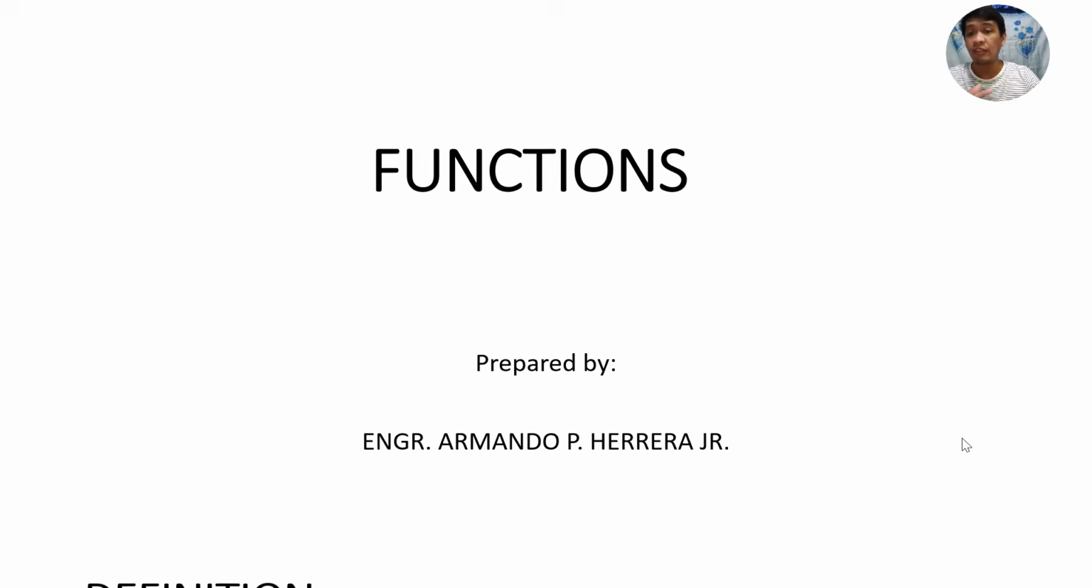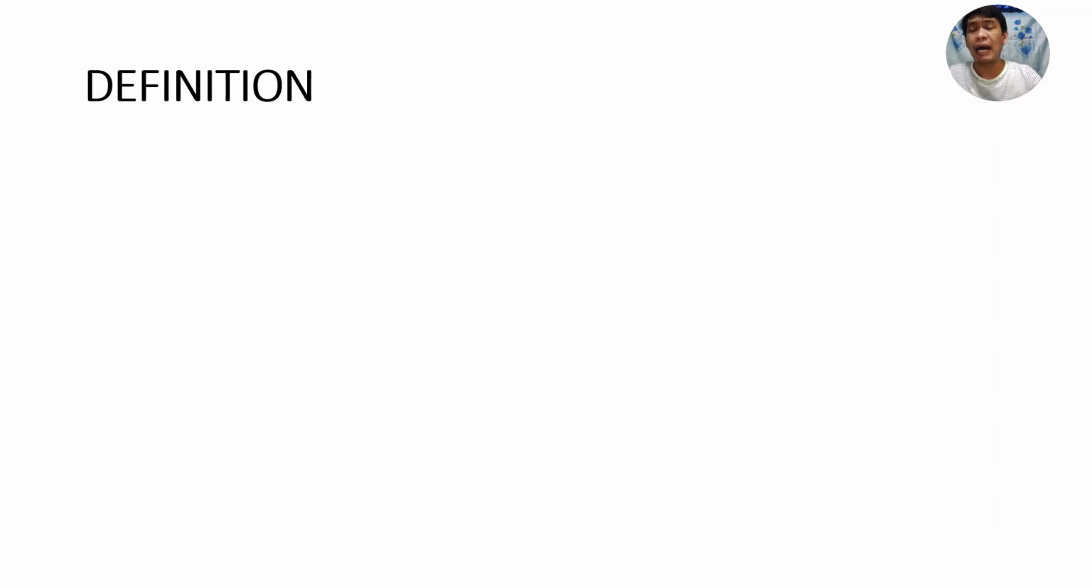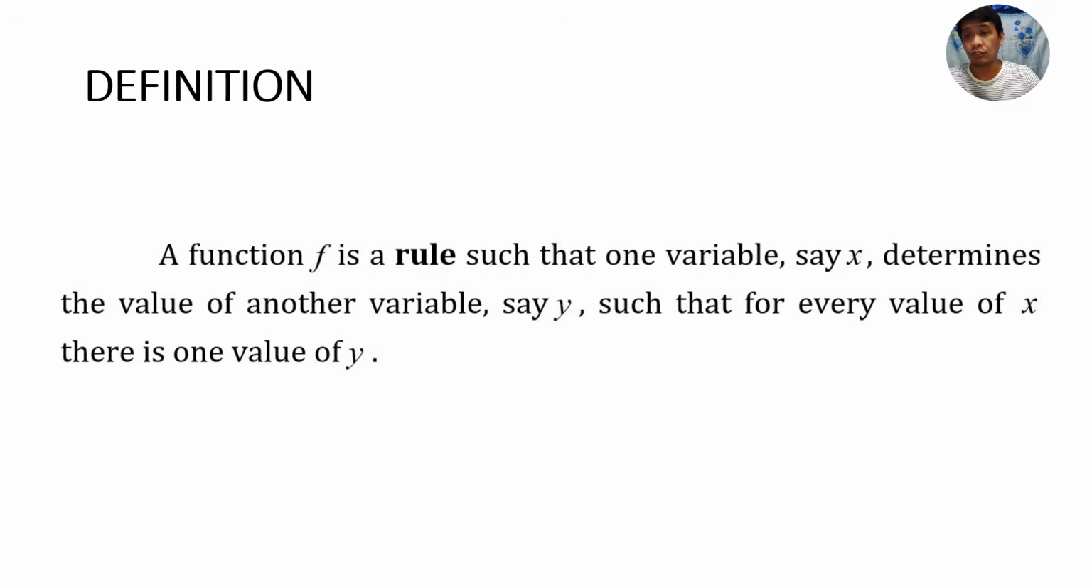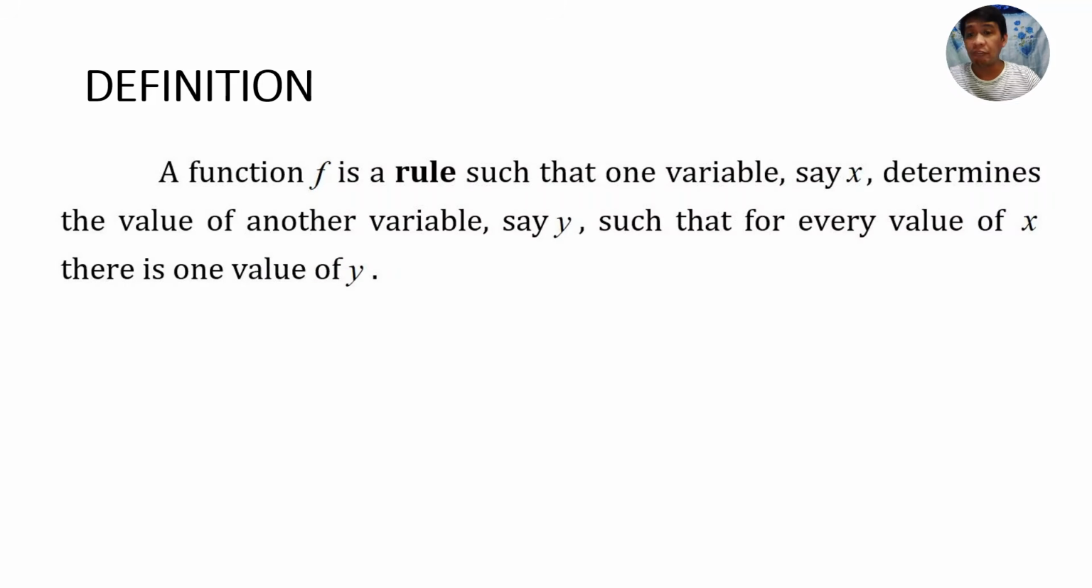So, let's start with the definition. So, ano nga ba ang function? So, babasahin ko muna ang formal na definition ng function. Sabi dito, a function f is a rule such that one variable, say x, determines the value of another variable, say y, such that for every value of x, there is one value of y. So, this is usually expressed as y = f(x). So, that's read as y is equal to a function of x.